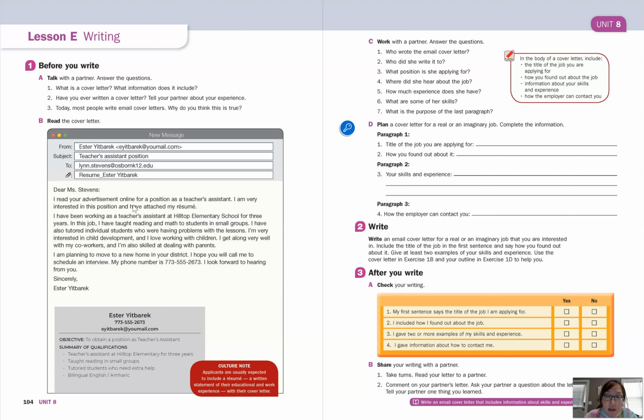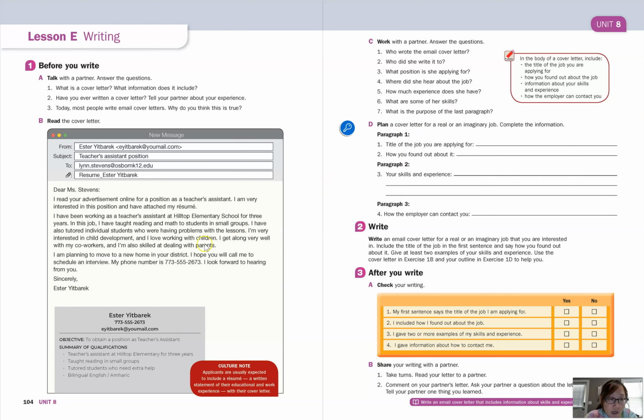Okay. And then number 5, how much experience does she have? So we can see that she has been working as a teacher's assistant for 3 years, and I think that's actually, yeah, that's it. So we can say she has 3 years of experience. She has 3 years of experience. And then number 6, what are some of her skills? So we can say that, okay, remember, skills and experience is different. So they're different.